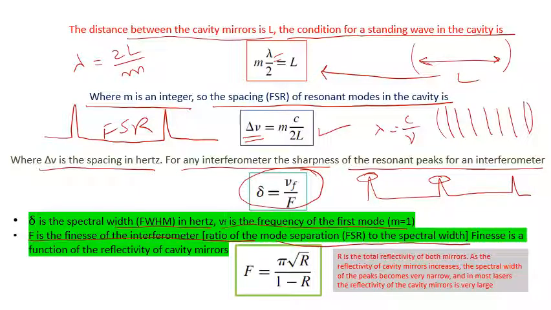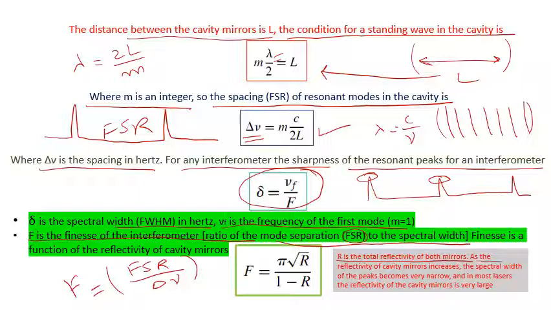Okay, so this one, F, is fineness, and fineness is the ratio of the mode separation, the FSR, these are frequency modes, FSR, to the spectral width. So this is fineness. And here is another formula, where R is the total reflectivity of both the mirrors.